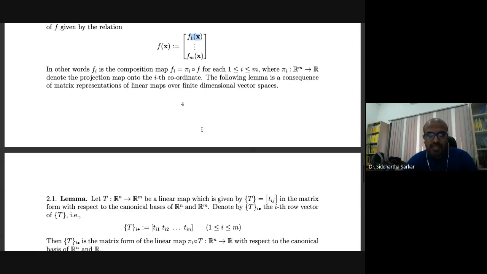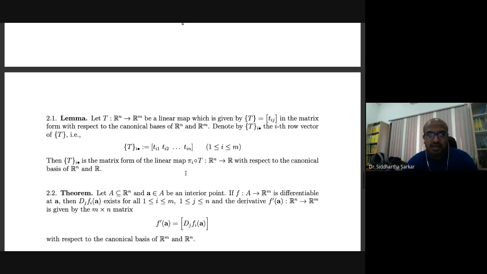Okay, so here again there is a particular result from linear algebra which you can easily prove. Let's say you take a linear map from Rn to Rm, of course, with respect to the canonical basis of Rn and Rm. You should be able to write it in a matrix form, which I am denoting for the time being as curly bracket T. So curly bracket T means a matrix representation for T with respect to the canonical basis elements from both sides.